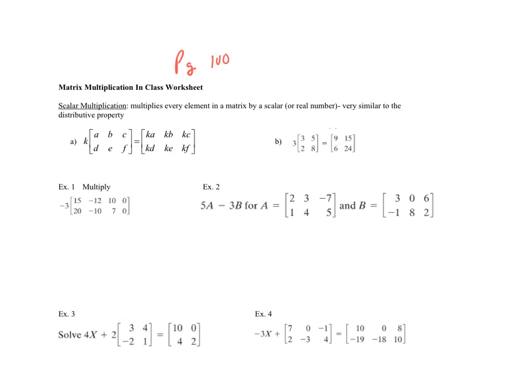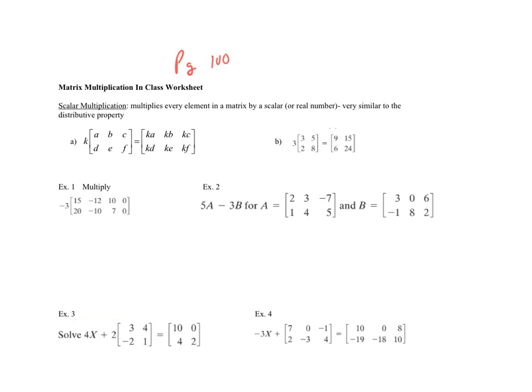Hey Algebra 2. In this video we're going to learn about matrix multiplication. There are really two types of multiplication we're going to learn. The first type is multiplying by something called a scalar. And the second type is multiplying two matrices together. For this first type, we're on page 100 in the binder, so make sure you get yourself there.